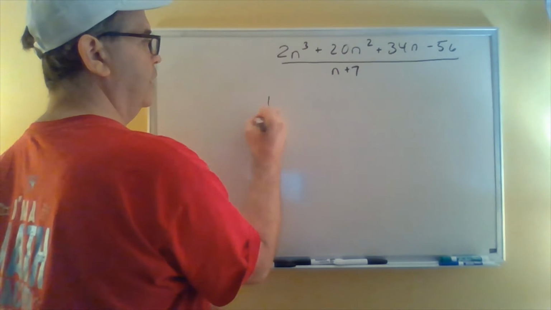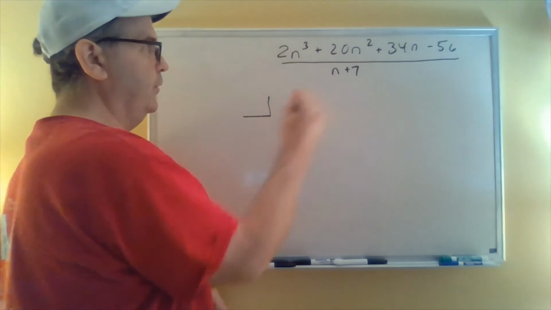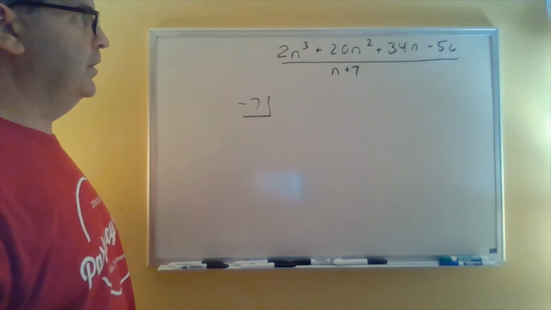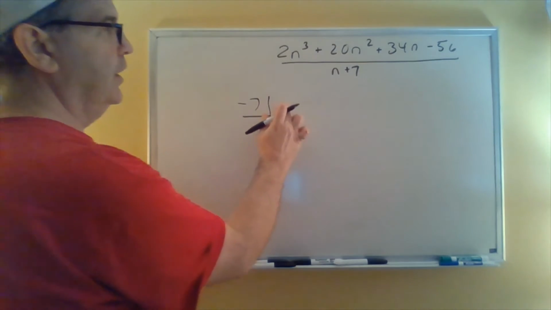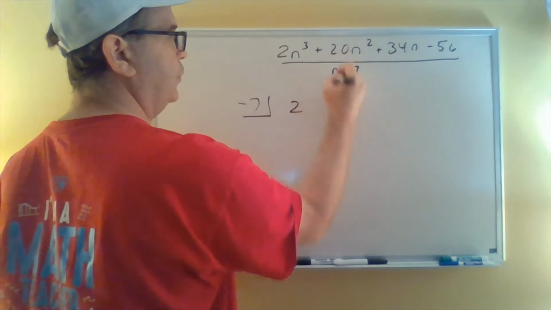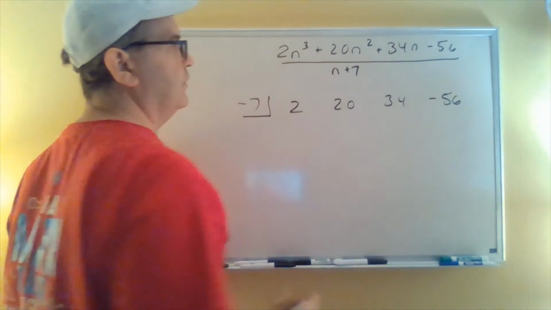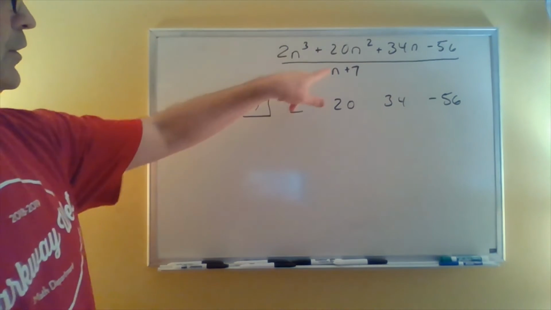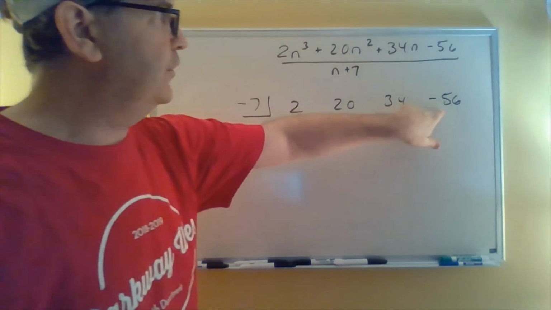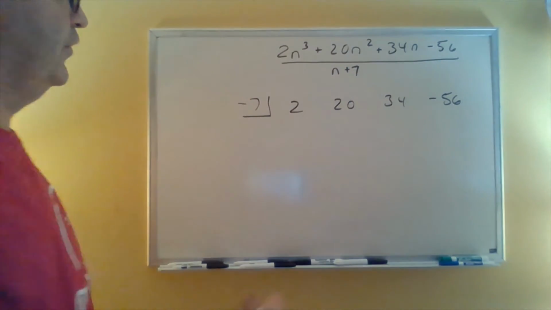If you remember what goes in the little box here, whatever sets our divisor equal to 0. So if n were equal to -7, that would set that divisor up to equal 0. So that's what's going to go in the box. What do we write out here on our list? It's the coefficients. So we'll have 2, 20, 34, and -56. So we can see what's in the box, whatever makes our denominator 0, and what goes in our list is our list of coefficients, 2, 20, 34, and -56.